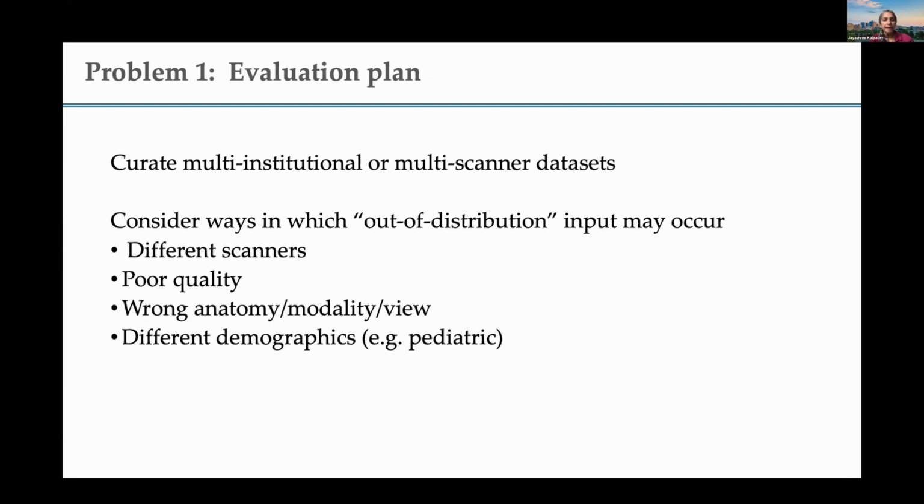So in terms of an evaluation plan, I think it's really important that we curate multi-institutional and multi-scanner data sets. As we are developing algorithms, we might want to think about ways in which out of distribution inputs can occur. That can be things like different scanner types, different quality, even things like we are expecting a frontal image and you get a lateral image. Are we putting guardrails around that? How do we make sure that the data going into the network is what we expect it to be?